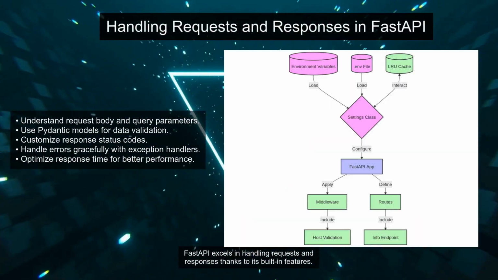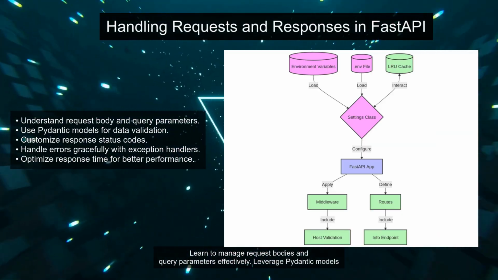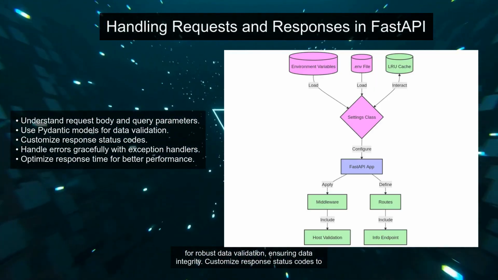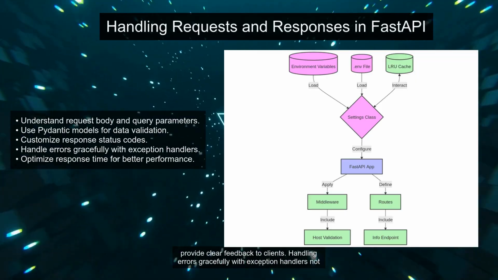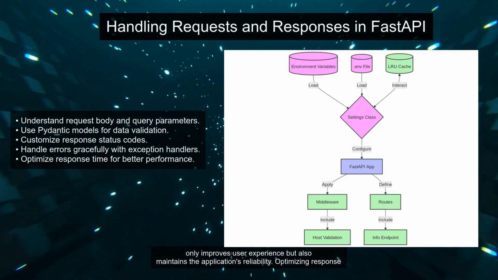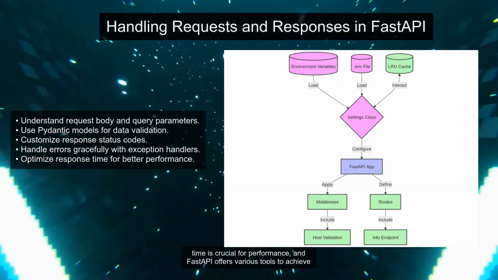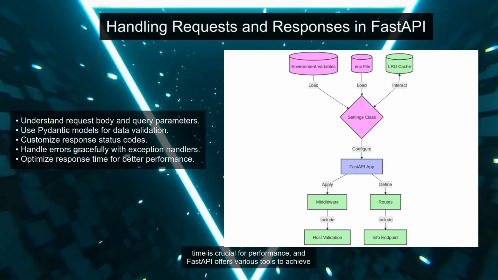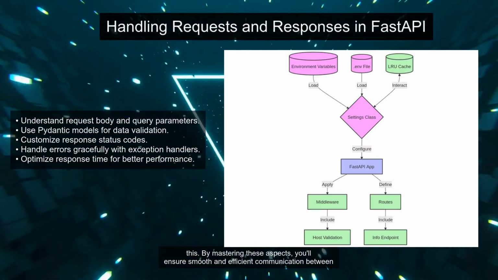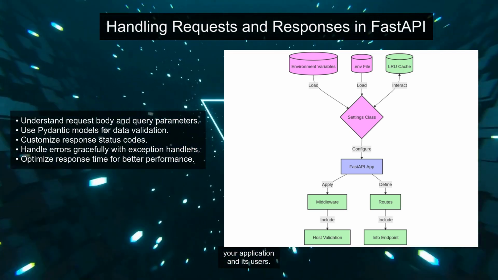FastAPI excels in handling requests and responses thanks to its built-in features. Learn to manage request bodies and query parameters effectively. Leverage Pydantic models for robust data validation, ensuring data integrity. Customize response status codes to provide clear feedback to clients. Handling errors gracefully with exception handlers not only improves user experience but also maintains the application's reliability. Optimizing response time is crucial for performance, and FastAPI offers various tools to achieve this. By mastering these aspects, you'll ensure smooth and efficient communication between your application and its users.